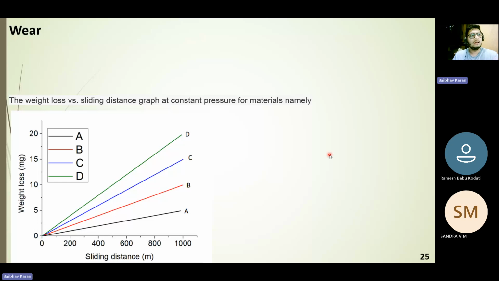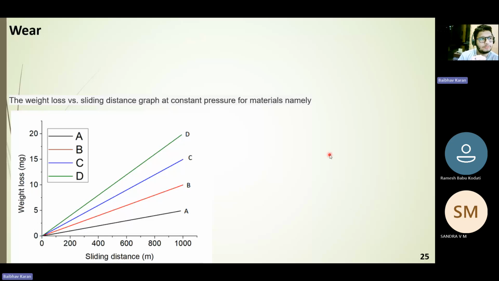So we can compare. The test was conducted for 3 hours. This material is getting more wear, and this material is not getting that much wear. So the material which is not getting that much wear is the material which we want to use, that is, wear resistance.